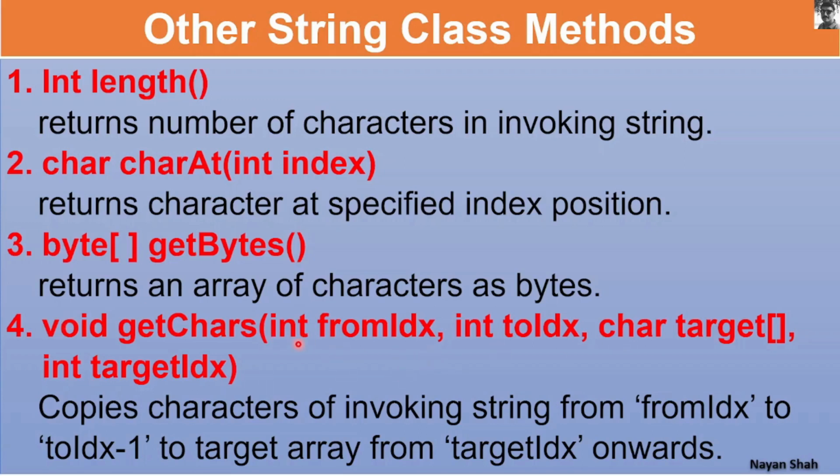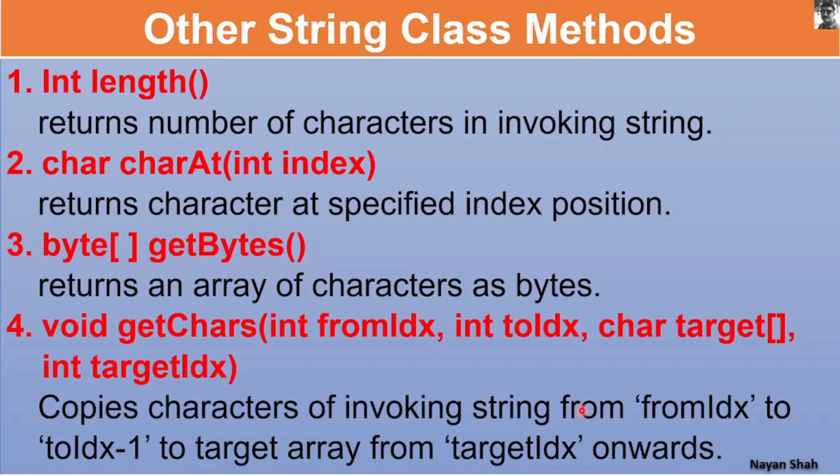First argument is integer fromIndex, second argument is integer toIndex, third argument is character target array, and fourth argument is integer target index. What this method is doing is it copies specified characters of the invoking string from index to toIndex -1 into the target array from target index onwards.